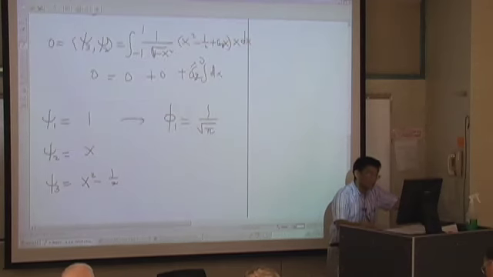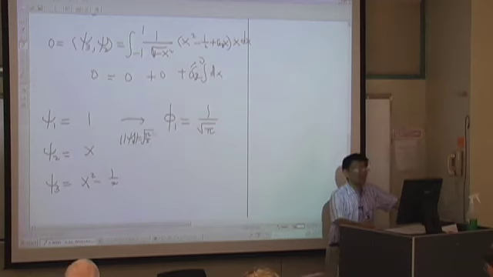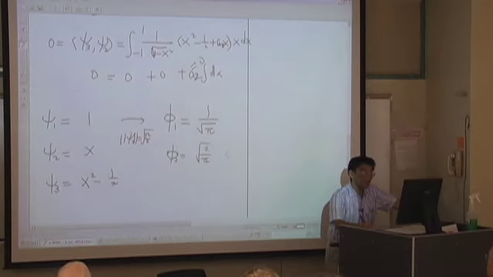So this norm is pi over 2 with square root, right? So phi2 is nothing but 2 over pi multiplied by x. This is it.